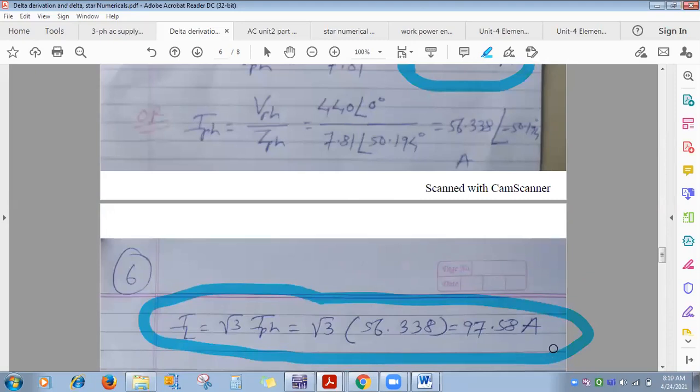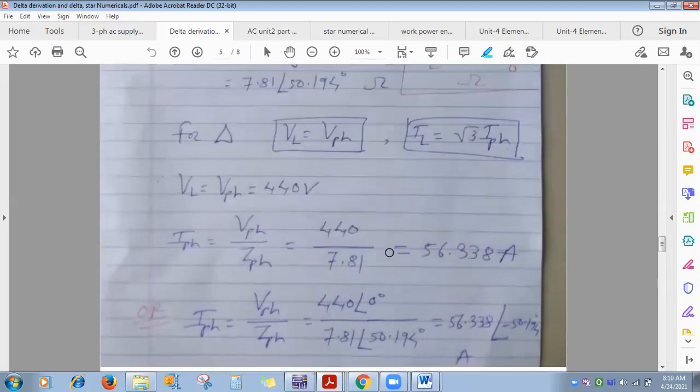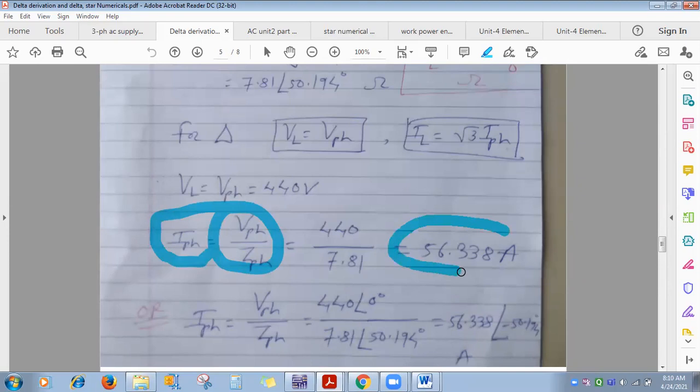Okay, if you have any difficulty, ma'am, tell the angle once again. Yes, I'll tell the angle. See, here VPH by ZPH is IPH. So only in terms of magnitude you can do the calculations.